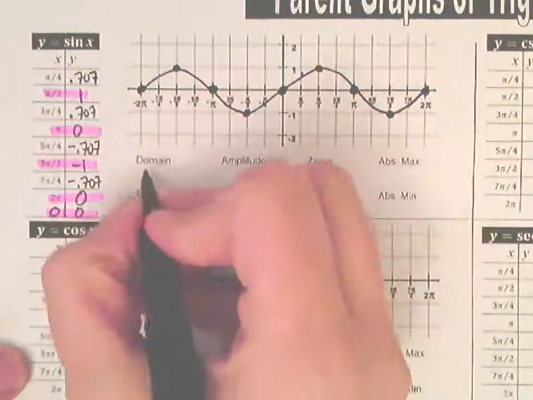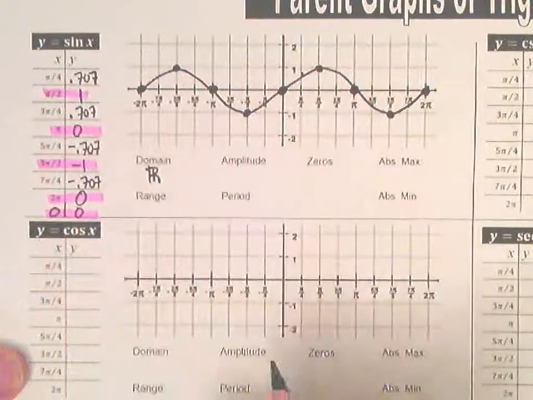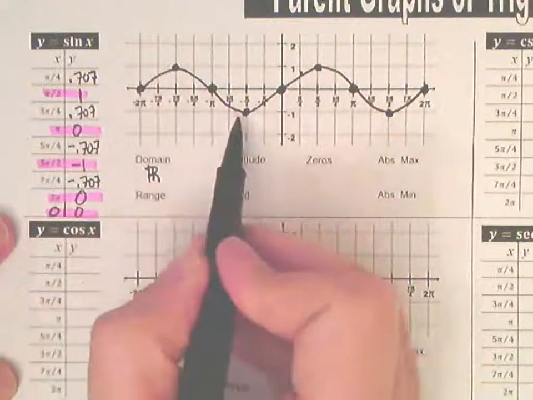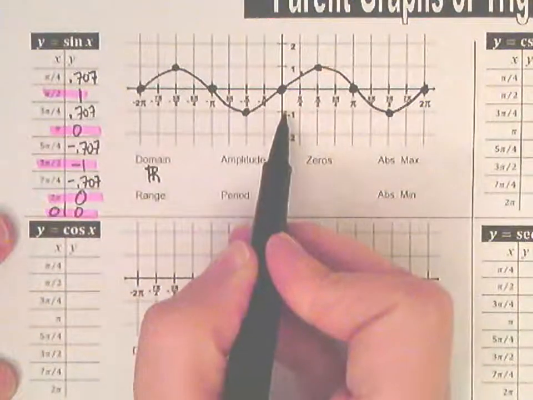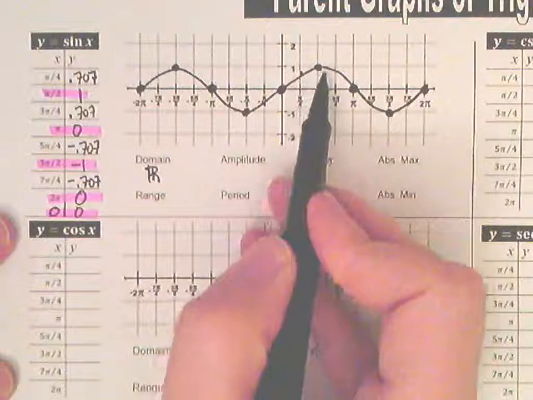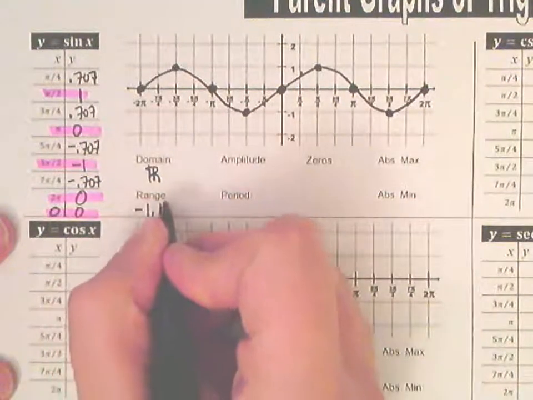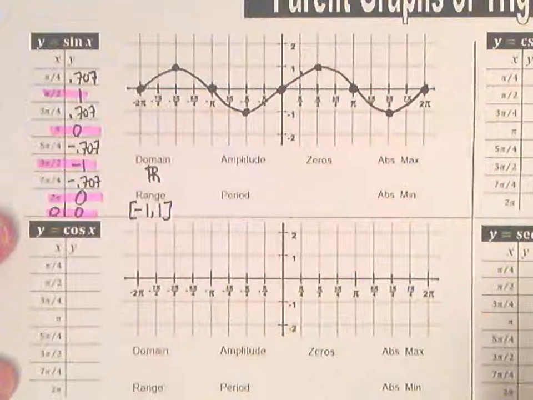So our domain, we know, is all reals. We talked about that today in class. Our range is from negative 1, the lowest that it goes on the y value, all the way to positive 1. So negative 1 to positive 1, and of course they are both included.